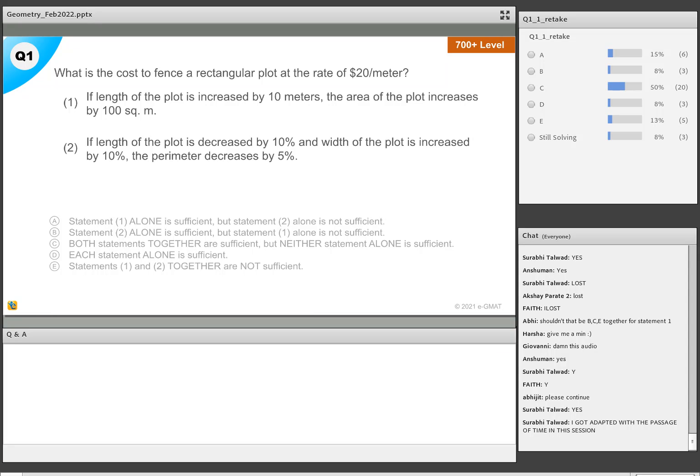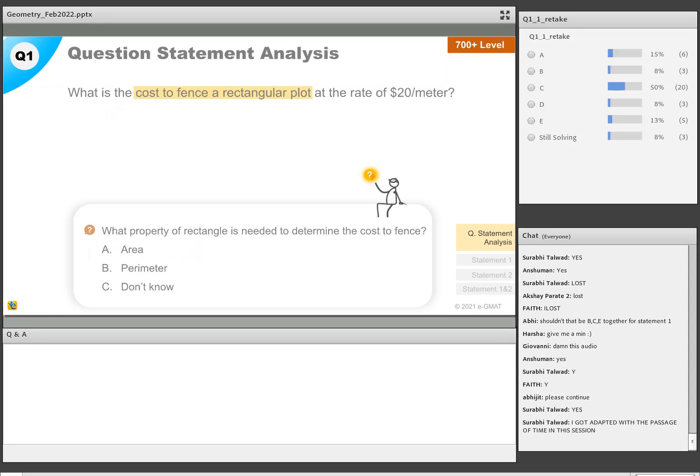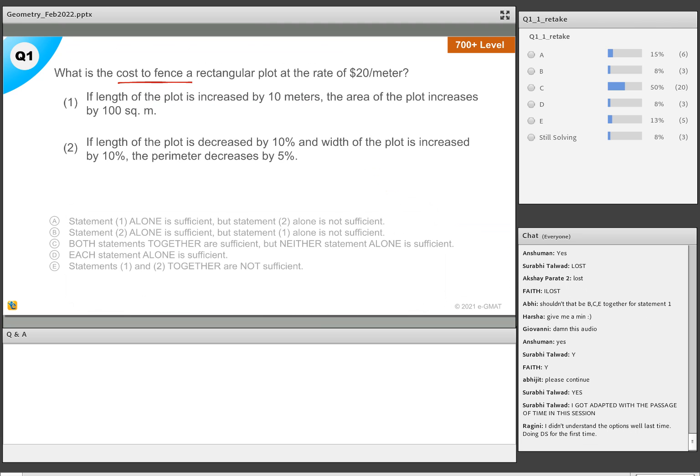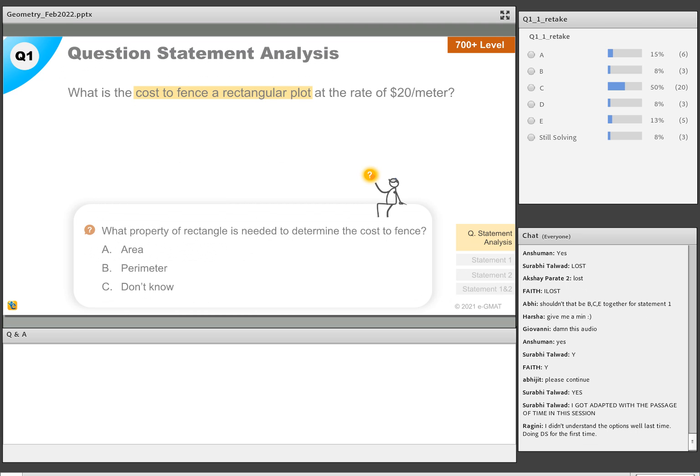Some of those things definitely helped. So think about what is being asked in the question. The cost to fence a rectangular plot. So it's not the area of the plot. It's the perimeter, right? You can understand that it's all about the perimeter. There is a rectangular plot. You want to put a fence around this, right? So that talks about perimeter, not area.